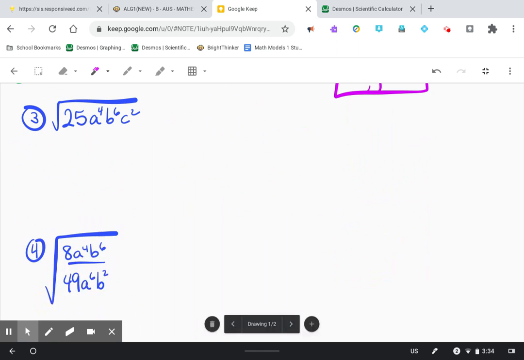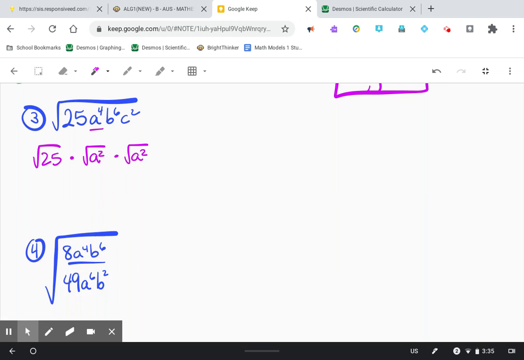So we're just going to keep going and work through different examples looking for these perfect square roots. So I'm going to break this up. It's going to be the square root of 25. It's going to be the square root of a squared and another a squared, because a squared times a squared is a to the 4th. Sorry about that. B is going to be b squared 3 times, because b squared, b squared, b squared, and then of course c squared is by itself.